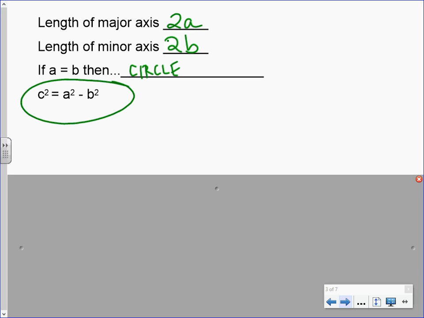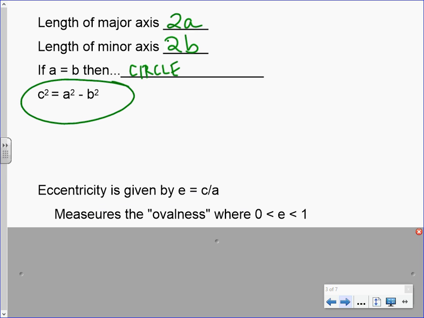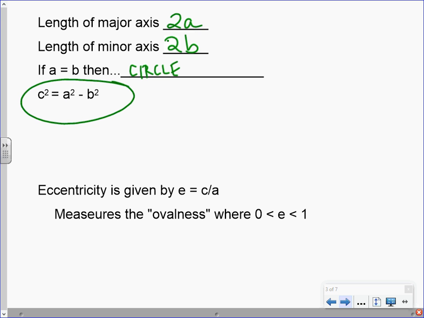C can also give us a measure called eccentricity. Eccentricity tells us how ovalish our ellipse is. So for eccentricity, we're going to take C divided by A. It's going to give us a number between 0 and 1. The closer that number is to 0, the more circle-ish our ellipse will be. The closer that number is to 1, the more ovalish our ellipse will be.